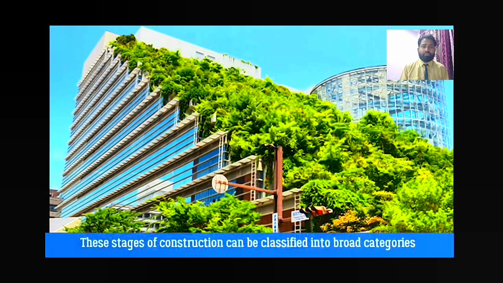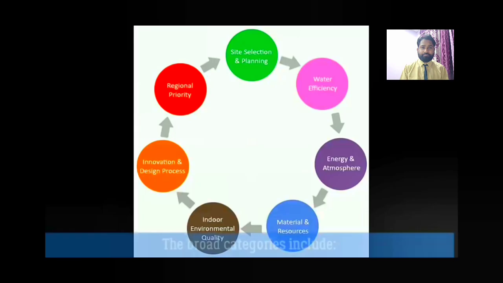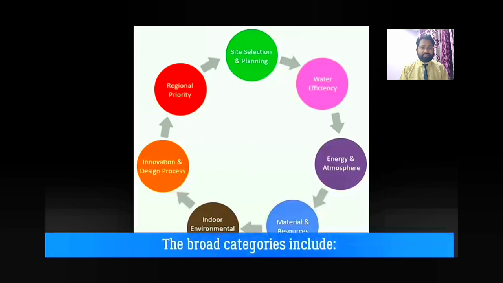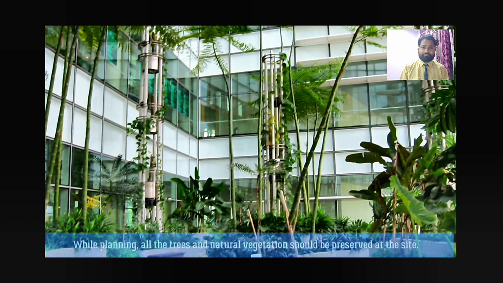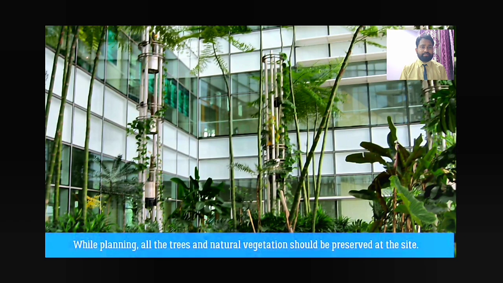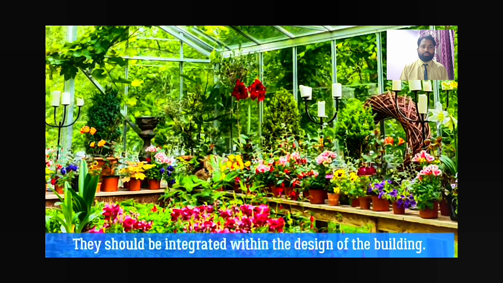These stages of construction can be classified into broad categories that are essential for qualifying as a green building. The broad categories include site selection and planning. While planning, all the trees and natural vegetation should be preserved at the site. They should be integrated within the design of the building.